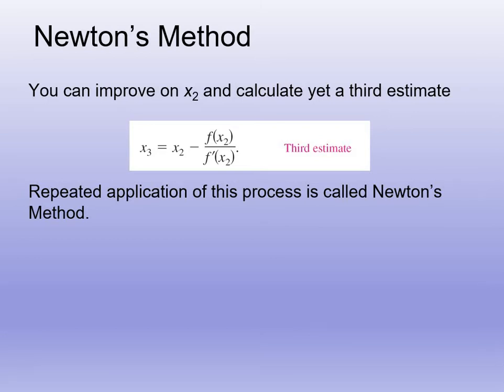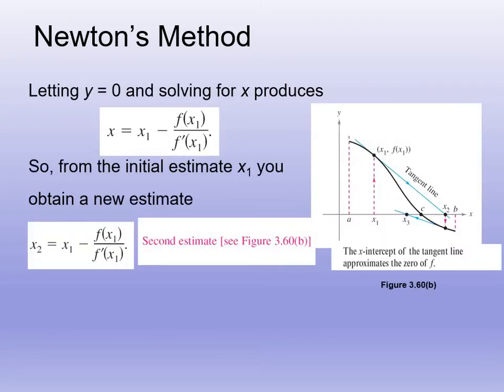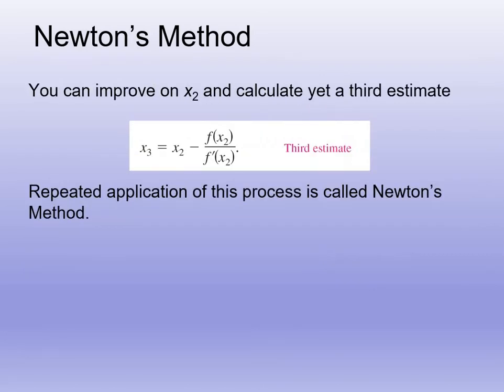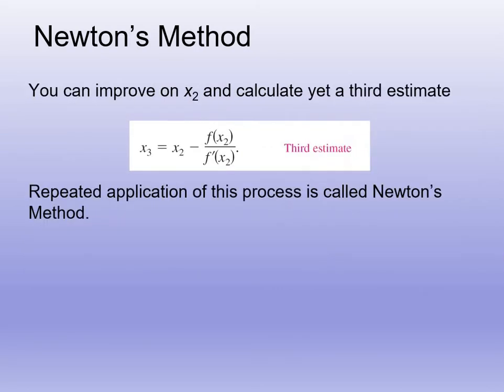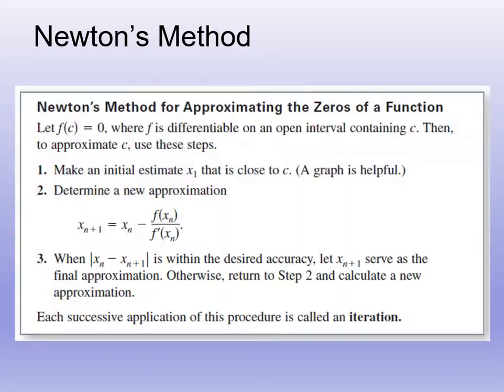We can use the previous values. So x2 involves x1 minus f of x1 over f prime of x1. That creates our x2. Stepping back to the slide, x3 is x2 minus f of x2 divided by f prime of x2. We are using the x2 that we calculated in our second estimate. As we do more iterations, we repeat the process to get closer and closer.